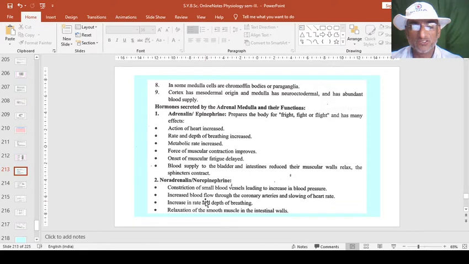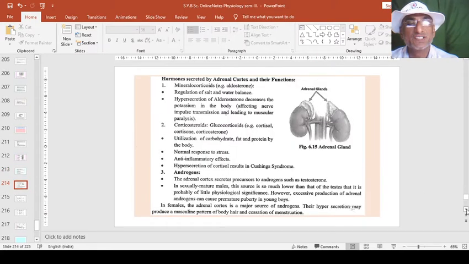Increased blood flow through the coronary artery, which supplies blood to the heart, and slowing of heart rate. So noradrenaline, or norepinephrine, we can say in short, increases blood pressure. The next one is to increase the rate and depth of breathing. Then it also leads to relaxation of the smooth muscle in the intestinal walls. So these are the effects.